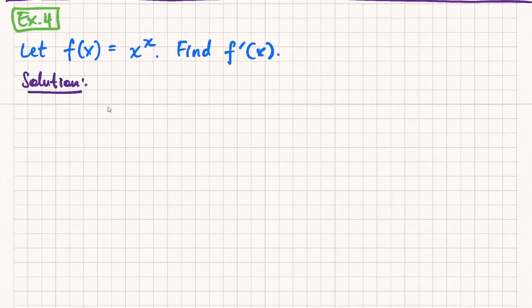Okay. So let's start talking about this. What type of rule do you think we might use to differentiate this function? So you're just finding the derivative, that's it.